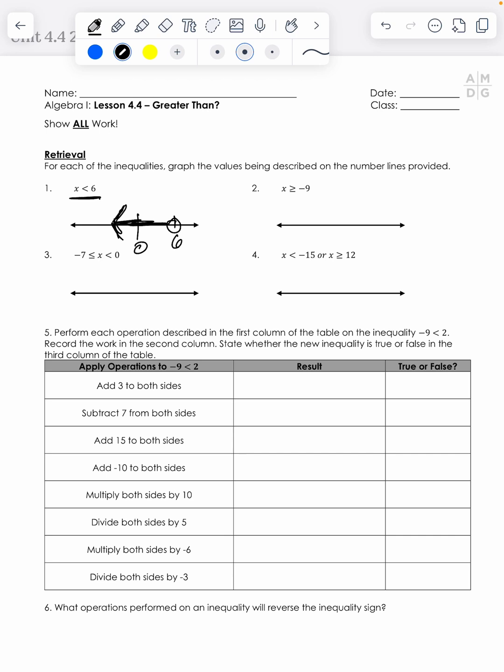On the contrary, when we have an "or equal to," like in number 2, there's our 0, here's our -9. We have x is greater than or equal to. And just like we were doing with our domain and range, it's included with a closed circle and shades in the direction of the numbers that are all greater than or equal to -9. So that's just a real quick crash course in graphing inequalities. We'll skip 3 and 4 for another day.